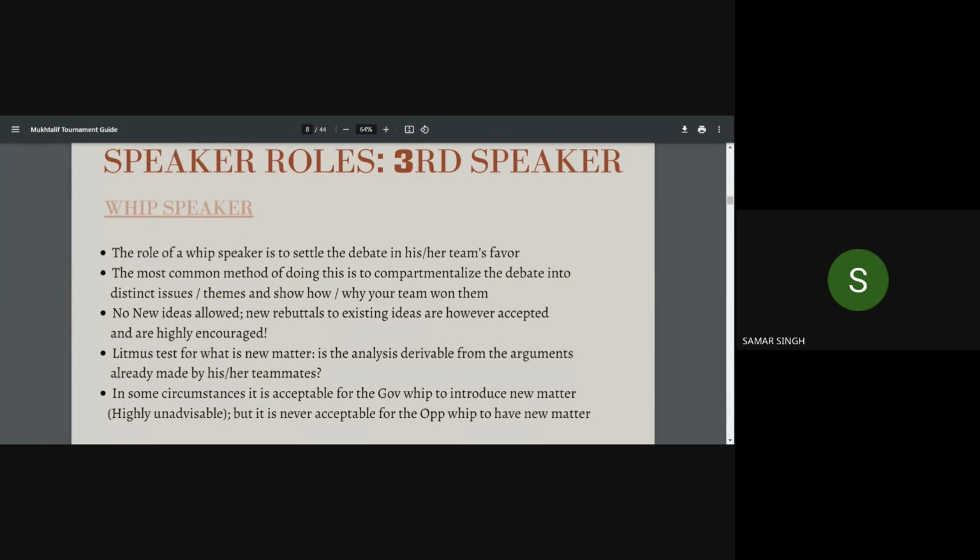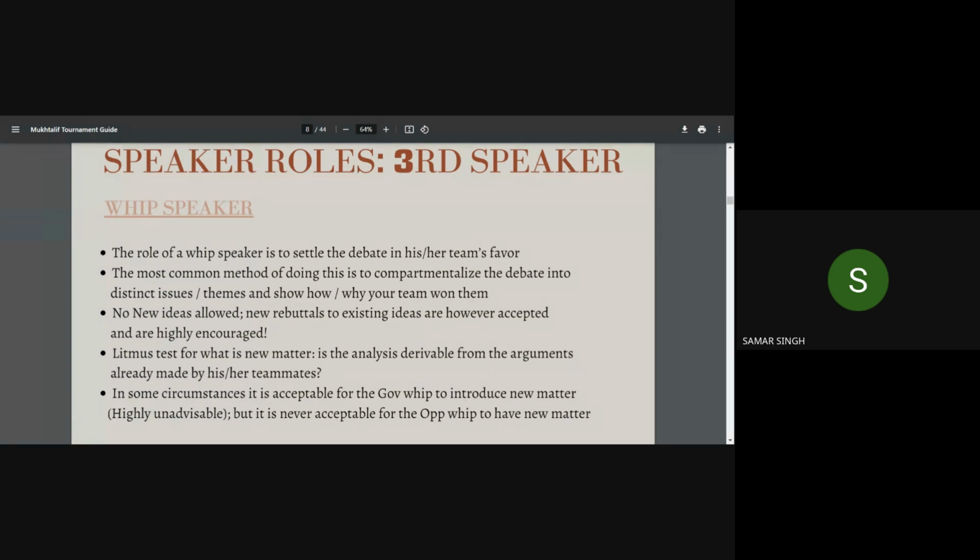They can say that, hey, this whip speaker gave a new argument. But follow this very simple litmus test to defend yourself, that no, it wasn't a new argument, but rather a new rebuttal or new analysis that was presented. So is the analysis derivable from the arguments already made by his teammates? If you're able to prove it, then it is not a new argument, but rather a new analysis.